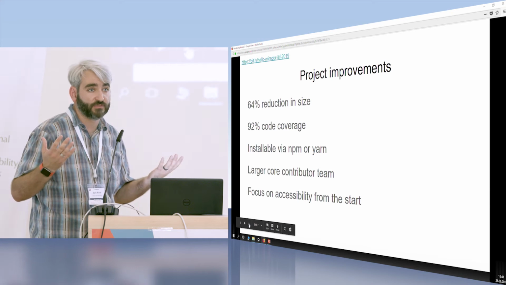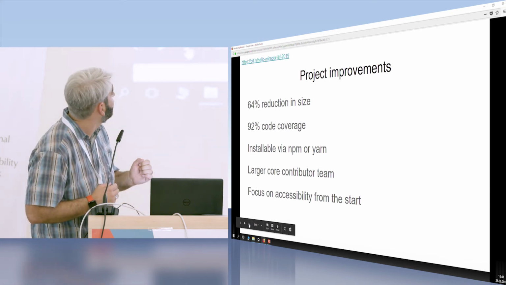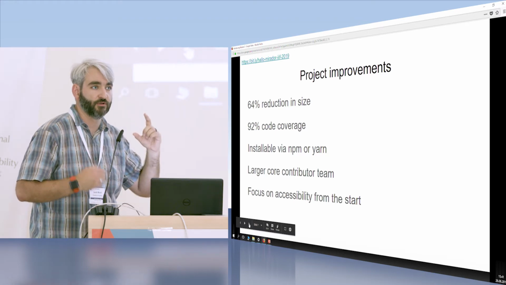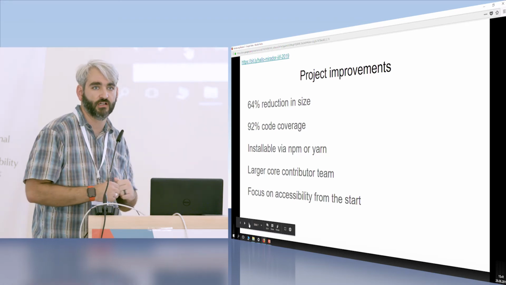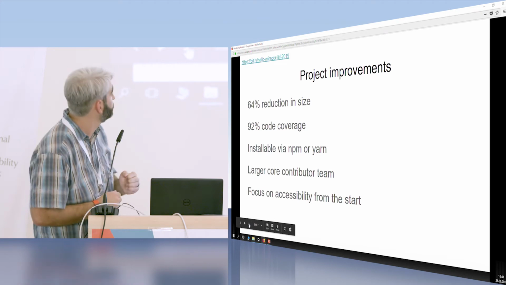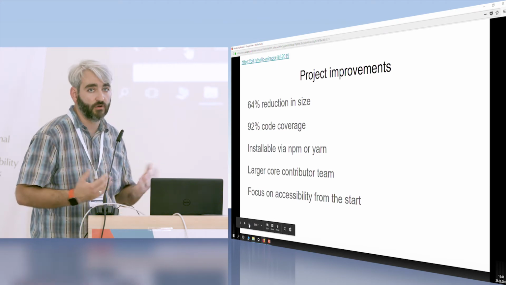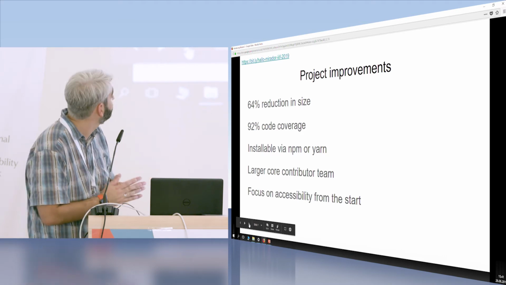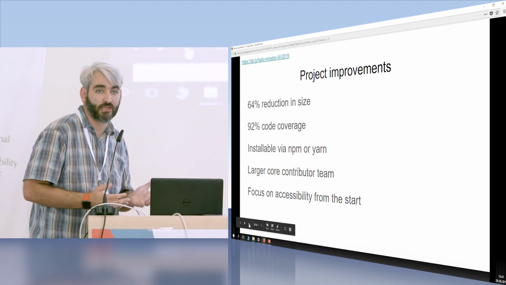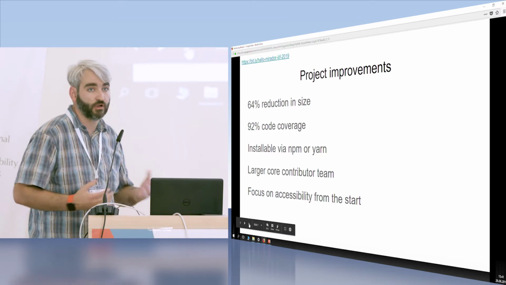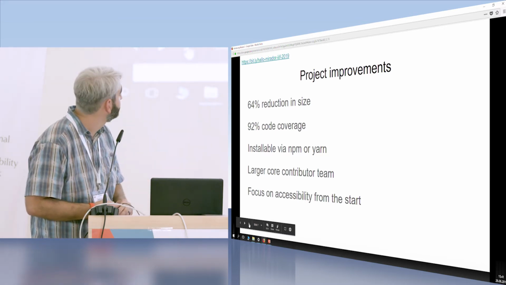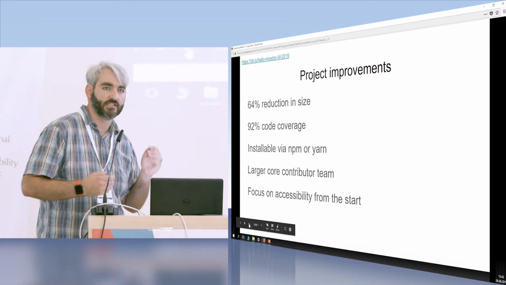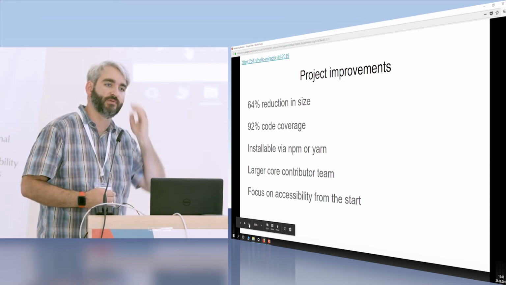So some of the project improvements I'll just highlight quickly. 64% reduction in size. So we reduced the Mirador package that's delivered to end users' browsers by 64%. We added a whole bunch of tests. So Mirador 3 is 92% code covered. It's installable via NPM or Yarn now. There's a larger core contributor team. And there's a focus on accessibility from the start. So we're not tacking on accessibility at the end, but it's been in there from the beginning.